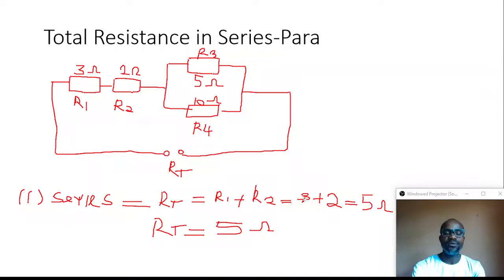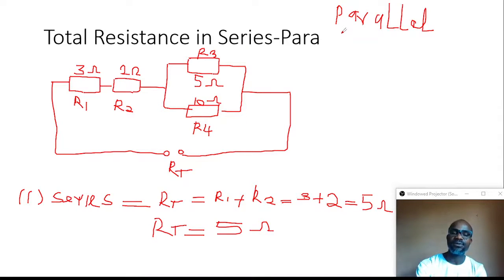Then the second part we are going to solve is the parallel part. We can start from this point. The parallel part is another part, the second part we are going to look at, after which we combine it with the series part of the network.